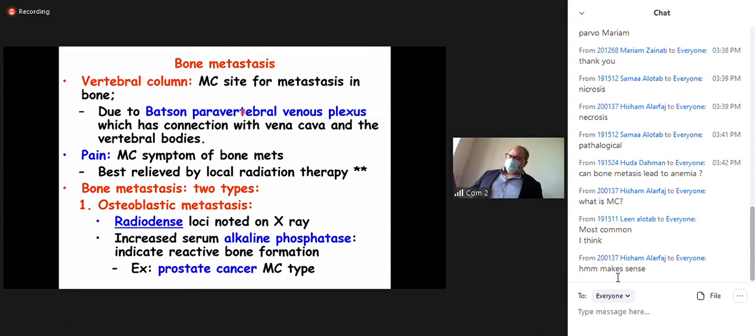One of the things that you may use to check for osteoblastic metastasis is to ask yourself, what does the osteoblast have in it? One of the enzymes of the osteoblast is alkaline phosphatase. Every time you see increased alkaline phosphatase activity, an increased level of alkaline phosphatase in the serum, that's going to coincide with increased osteoblastic activity. In this case, if you see these radiodense loci on X-ray, in addition to increased alkaline phosphatase activity in the serum, you call that metastatic tumor to the bone, osteoblastic metastatic tumor to the bone.